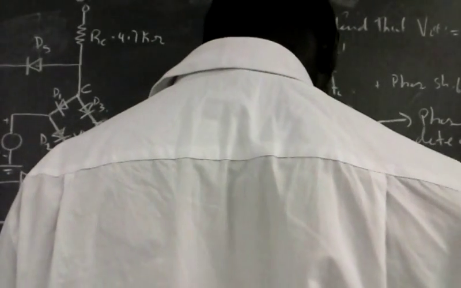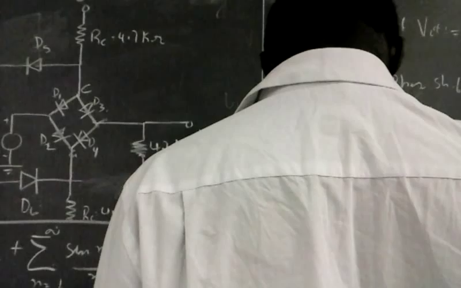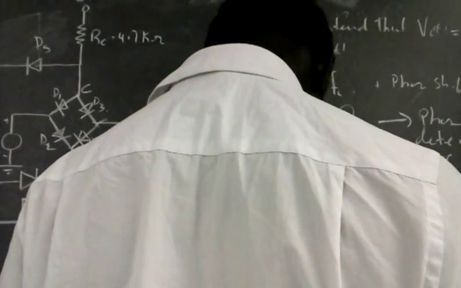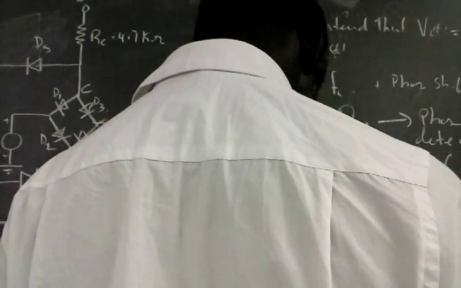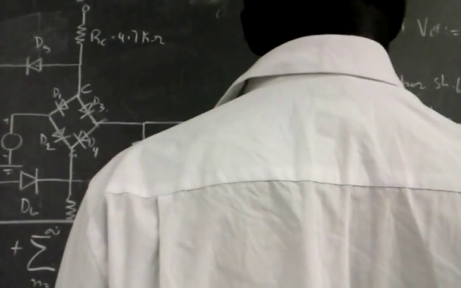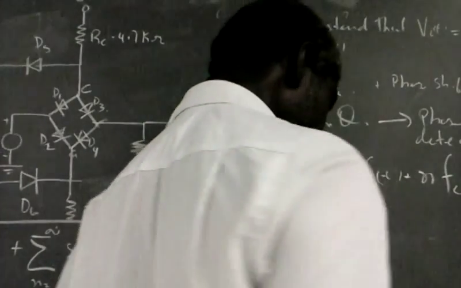If the output voltage VL of t is followed by a tuned circuit with center frequency n Fc, then the circuit is called a mixer, and we say that it is shifted or heterodyned to the frequency Fi plus n Fc. So it is shifted from Fi to Fi plus n Fc, and we say it is shifted or heterodyned to this new frequency.